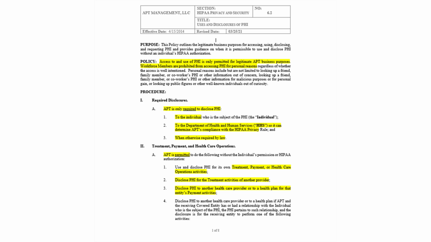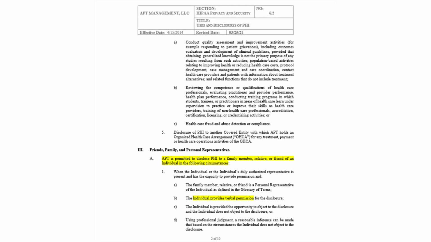Treatment activities of another provider: we can send the referring doctor patient notes for follow-up visits to see how treatment is progressing. We can disclose PHI to another healthcare provider for that provider's payment activities. An example would be if a physician sends us a workers' comp patient, and then that physician calls us to obtain the workers' comp claim so they can get paid.